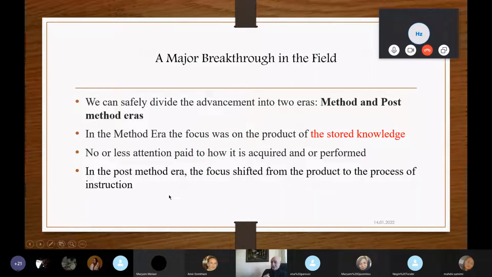But in the post-method era, the focus shifted from product to the process of instruction. Instruction includes teaching, learning, and testing. And the shift from product to process took a long time and is still not stabilized. In many, many parts of the world, it's not been materialized. And my experience with Iranian education, as long as I was there, the change did not happen.